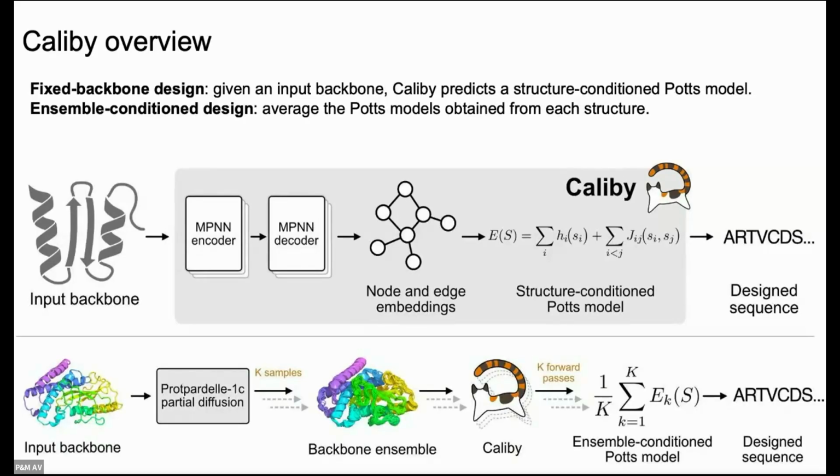To walk through it step by step, we start with an input backbone. We run partial diffusion with a backbone generative diffusion model, in this case Pappardelle 1C, and we generate a synthetic ensemble. For each structure in this ensemble, we run Caliby to generate a Potts model. Now with all these Potts models, we can average the Potts model parameters and get a single ensemble-conditioned Potts model. Now we can sample sequences from this Potts model in the same way.